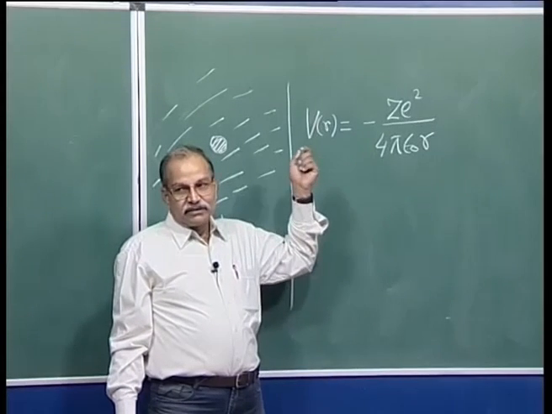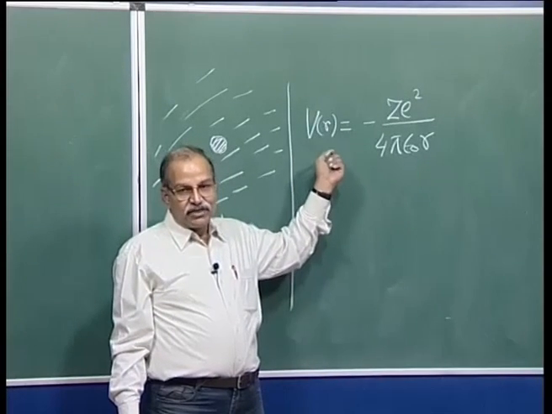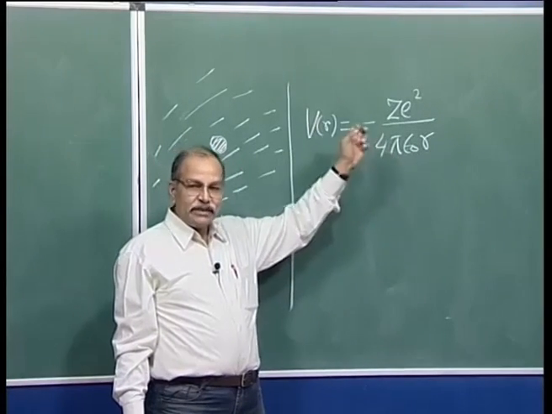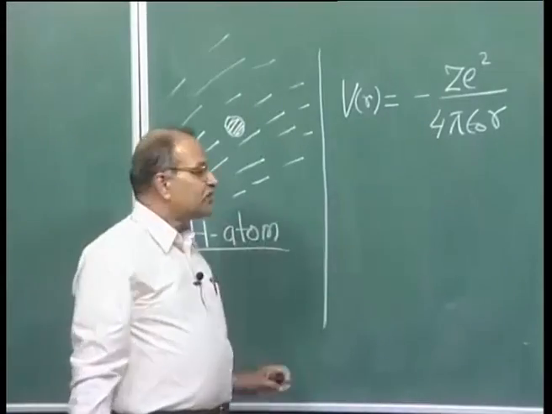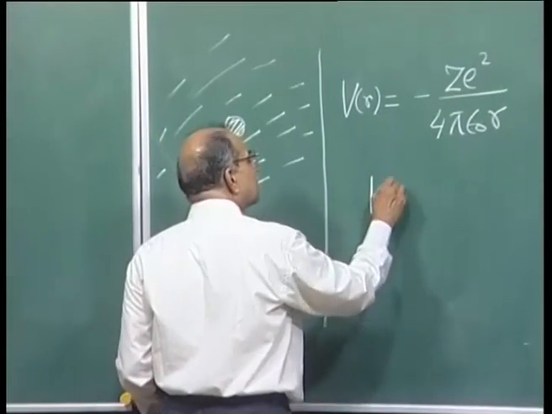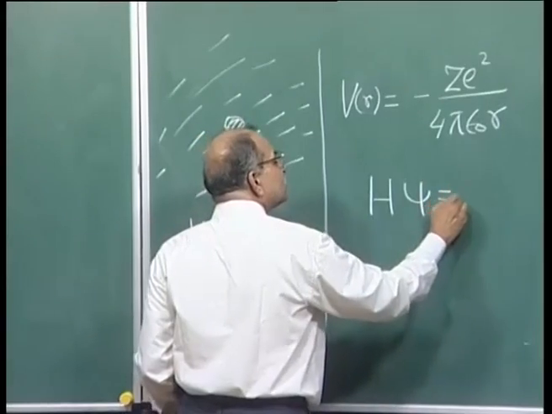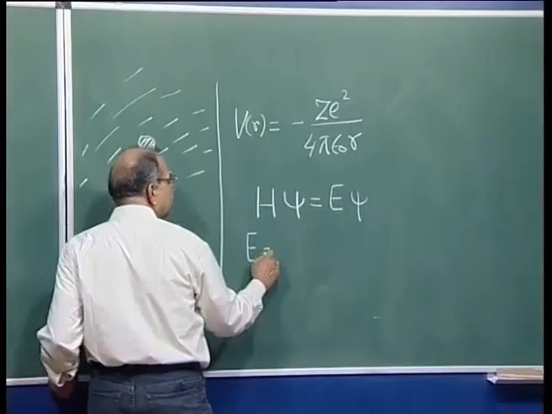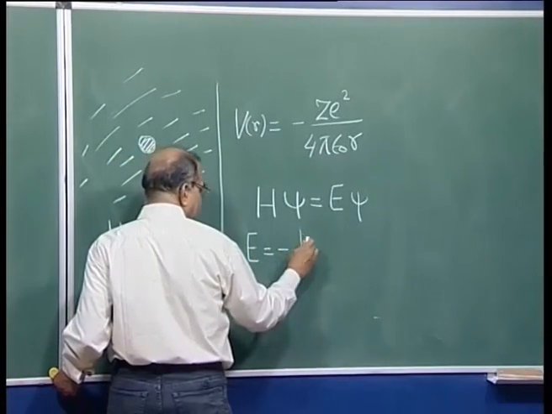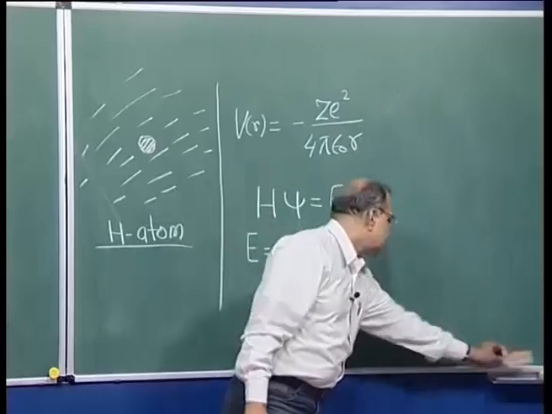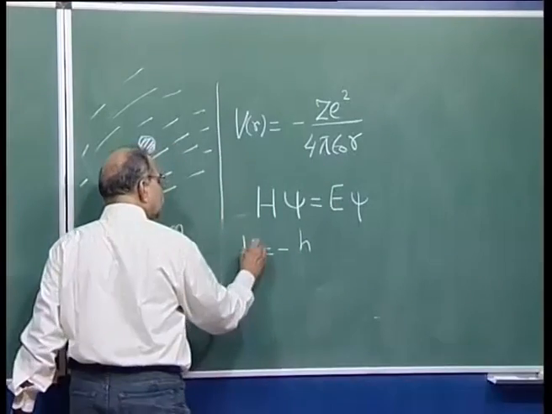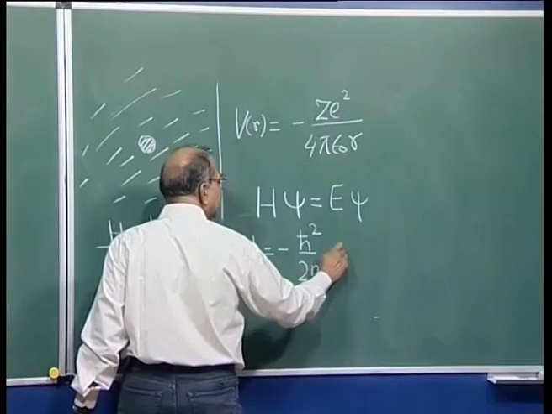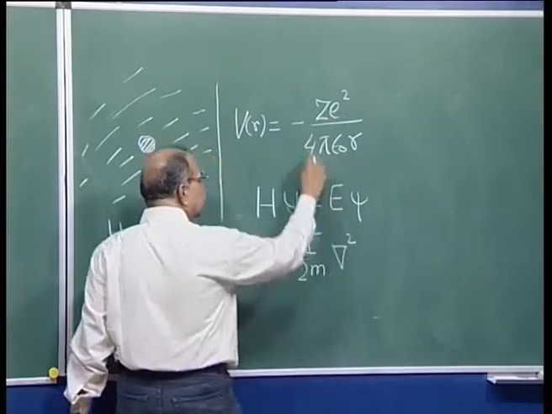So, the energy of the electron is what we are looking for. Potential energy will be this. With this potential energy, you will write the time independent Schrodinger equation H psi equal to E psi, right. This H is the Hamiltonian, which will have a kinetic energy part, minus h cross square by 2m, and then the potential energy part.